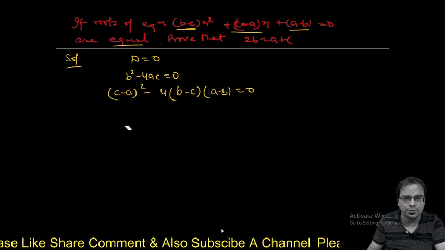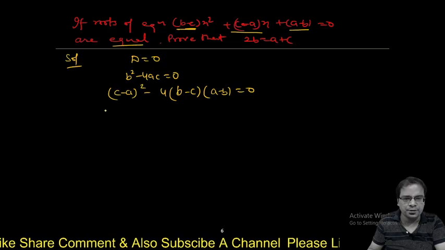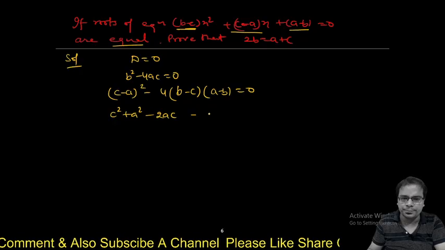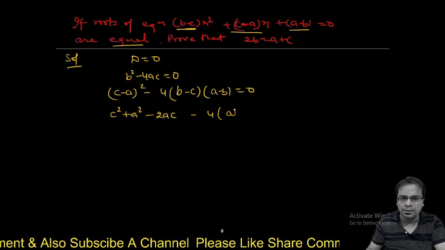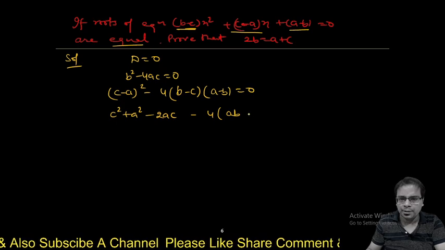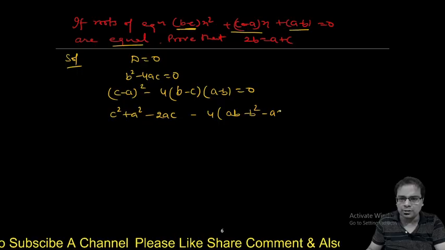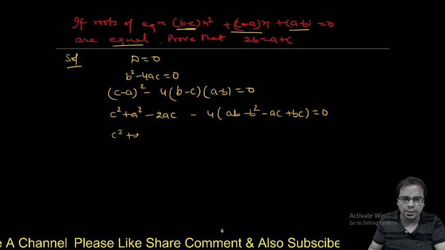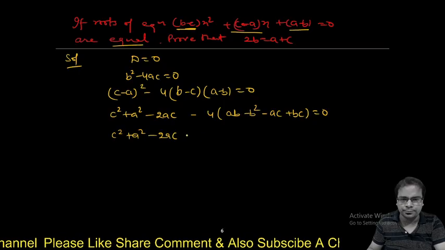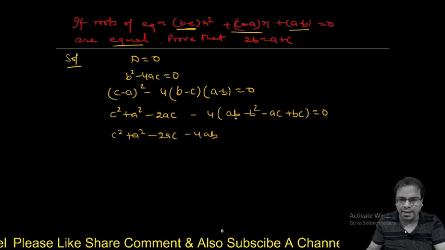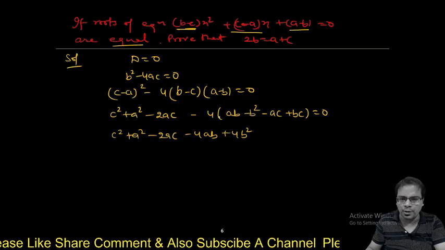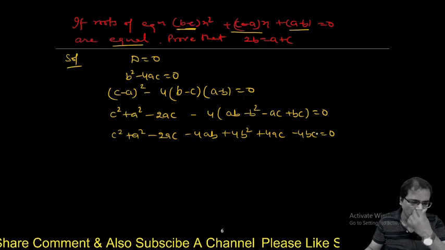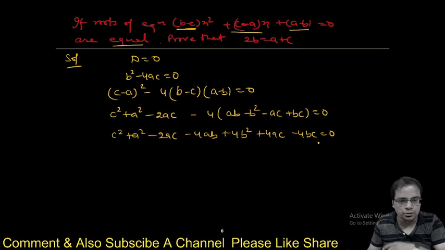we first have to open it, and directly open (a minus b) whole square as well. So open it first: a square plus b square minus 2ab, I mean c square plus a square minus 2ac, minus 4 multiplied out. Open the brackets: ab minus b square minus ac plus bc equal to 0. So here c square plus a square minus 2ac minus 4ab, and combining, plus 4b square plus 4ac minus 4bc equal to 0. Okay. Understood my point?